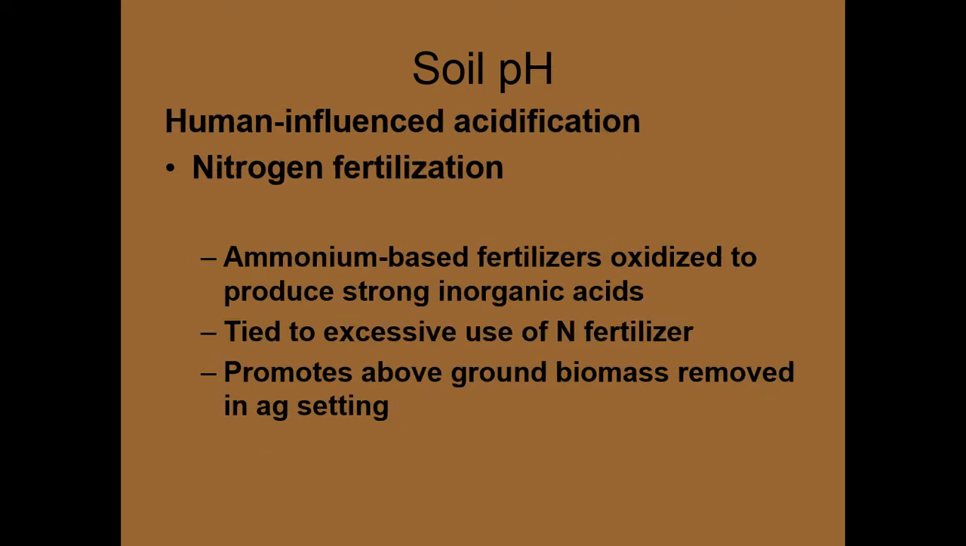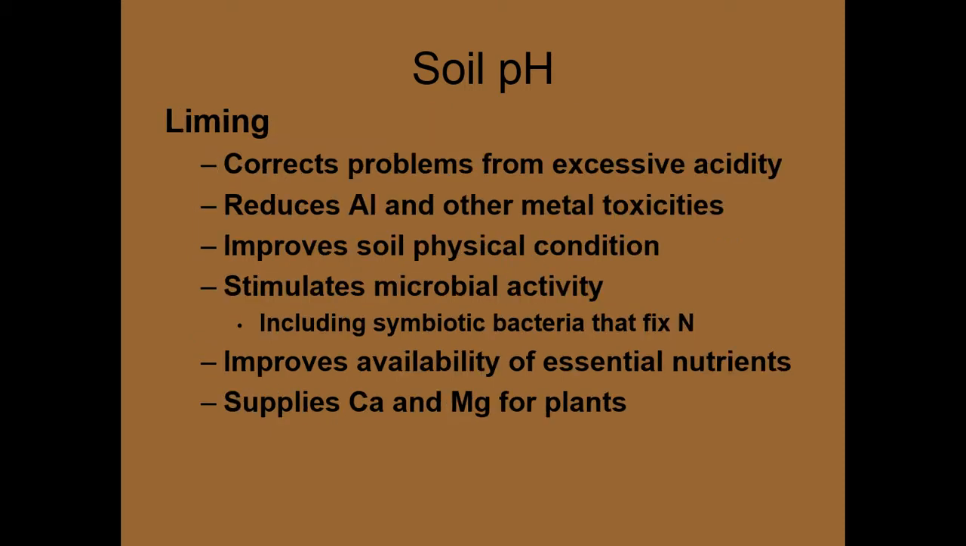So, human influence on acidification. Again, we had that slide that showed the influence of nitrogen fertilization. As these are oxidized, it produces strong inorganic acids, and this is tied to excessive use of nitrogen fertilization. And it promotes aboveground biomass, which is then removed. So we have this acid formation as well as plant growth that is then removed. So it's kind of a double whammy on the acidification process.